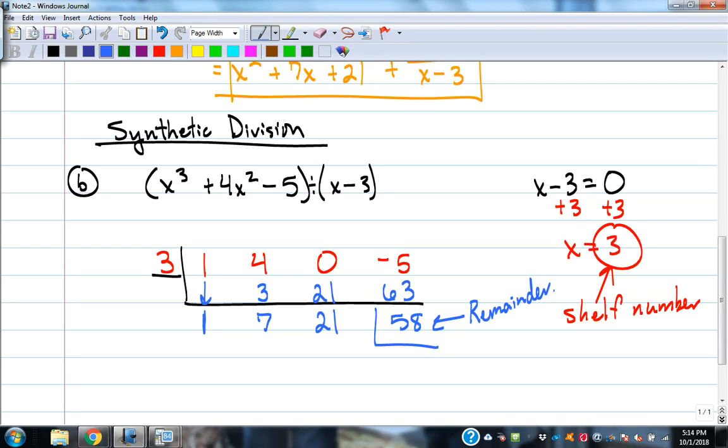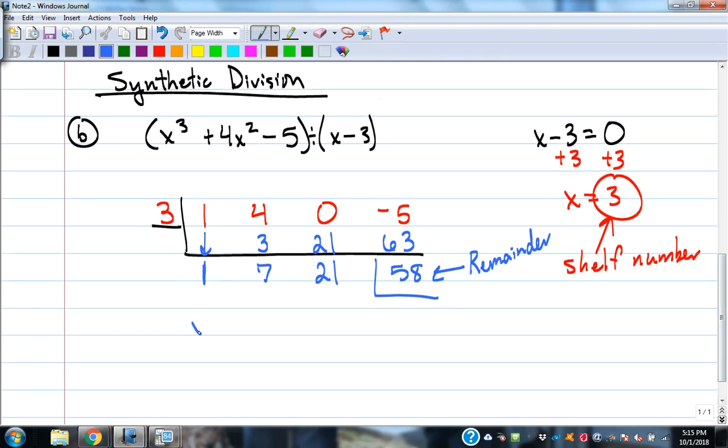Is that the same remainder we got for example A? Absolutely. Was this easier? Absolutely. Here's what we got out of that. We took a cubic polynomial here, and we divided by a linear one, so it reduces the power by 1. This is now a quadratic. 1x squared plus 7x plus 21. Is that the quotient we found for example A? That's exactly what that is. x squared plus 7x plus 21 plus remainder 58 over x minus 3.